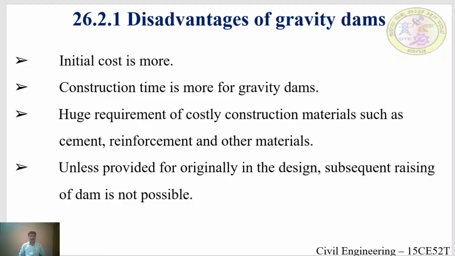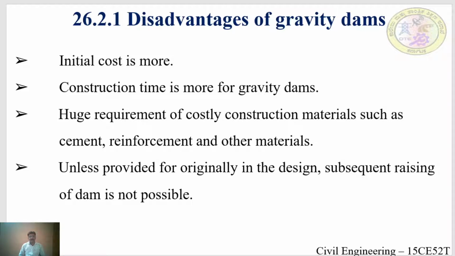Disadvantages of gravity dam: since it's a huge concrete masonry wall that is constructed, the initial cost is more, and the construction time required for the gravity dam is also more, and there is a huge requirement of costly materials such as cement, reinforcement, and other materials which are required for the construction of the dam.